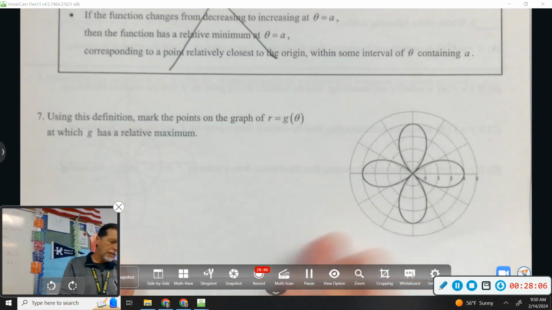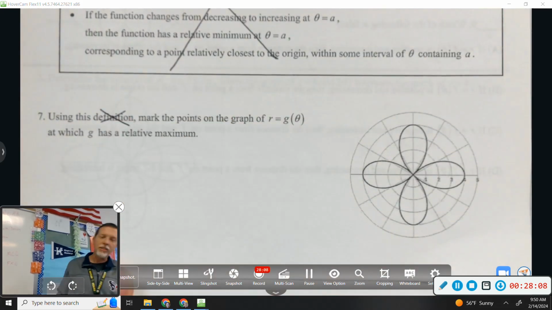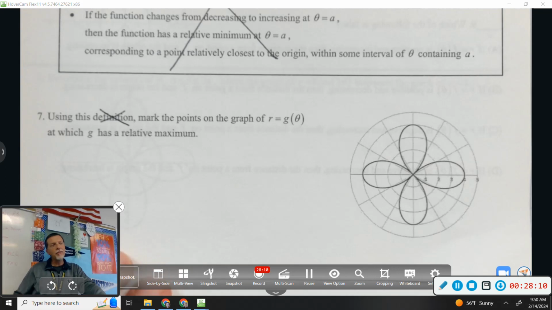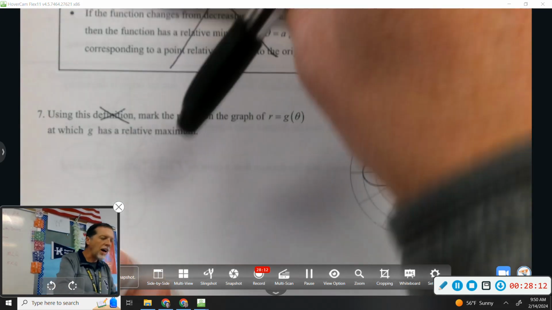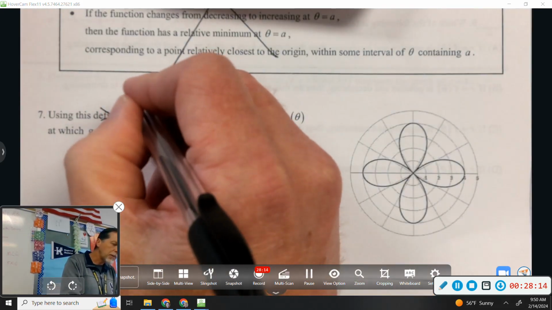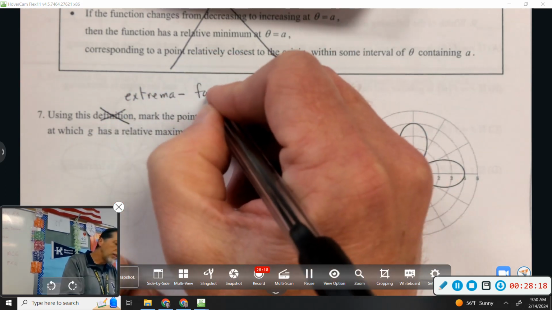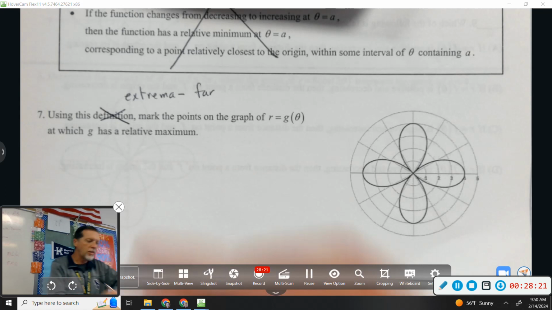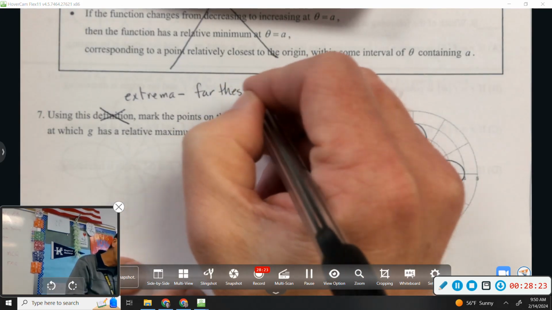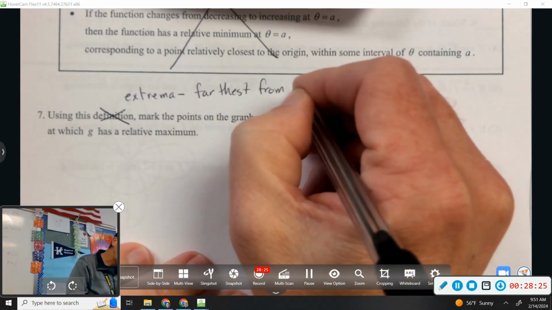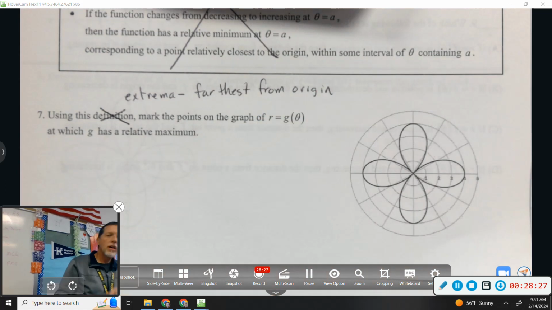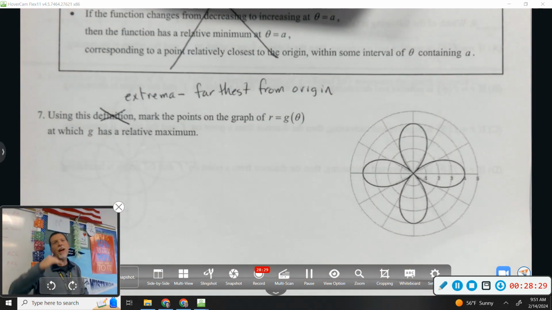We don't want to use that definition. We want to use the idea that maximum now, or extremum now, is not highest and lowest. It's more like farthest from the origin, because r isn't measuring how high or low we go, r is measuring how far out we go.